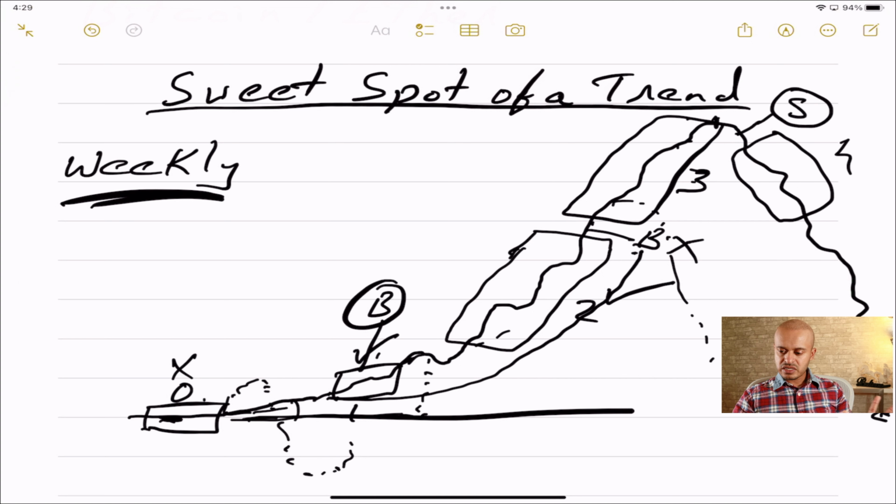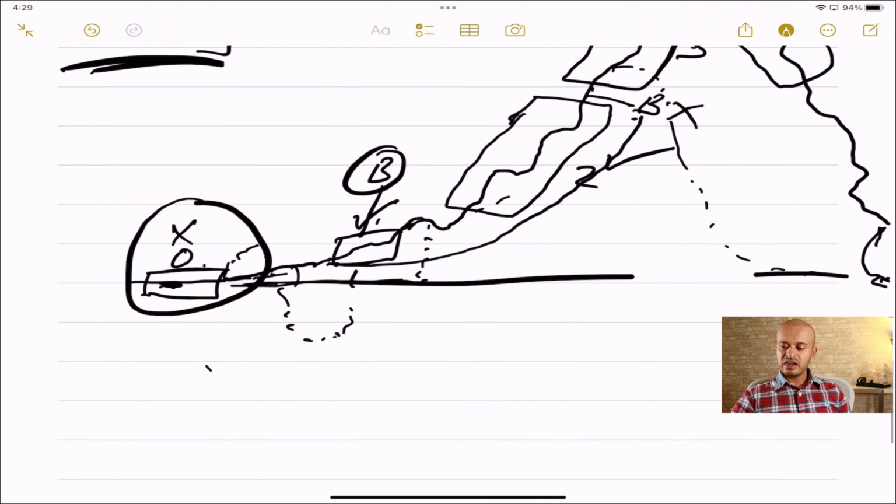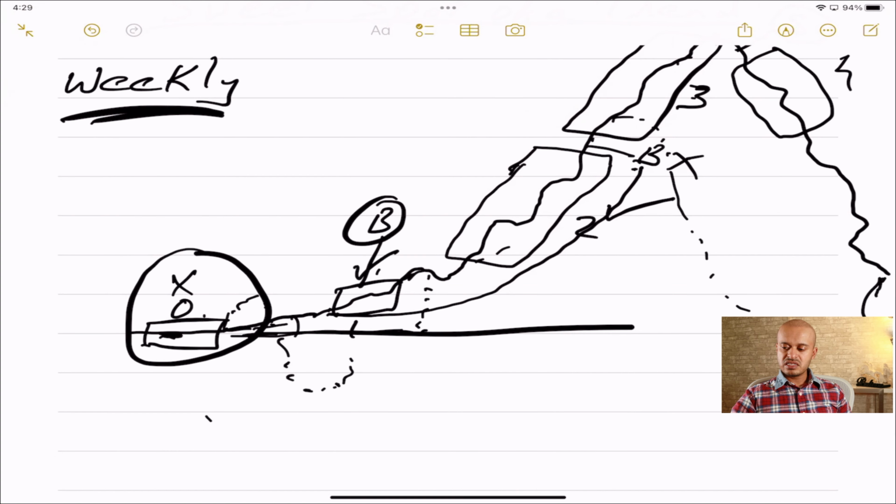So to summarize, weekly time frames is what I recommend. Never get in at this level, at 0. If you can, try to get in at this level. The sweet spot would be either 1 or all the way up to 2, but never above it.